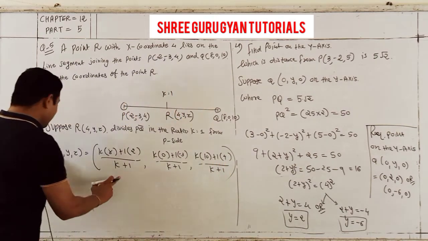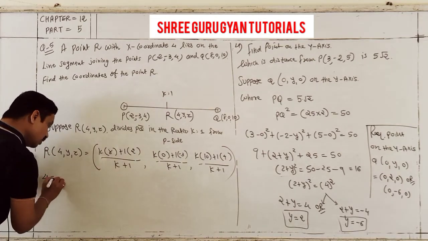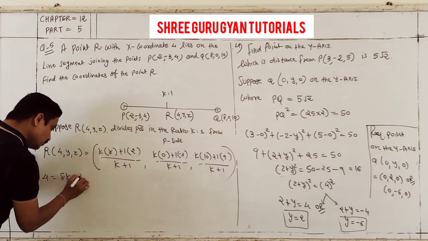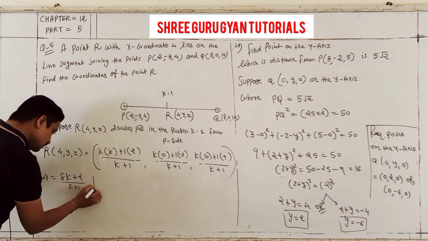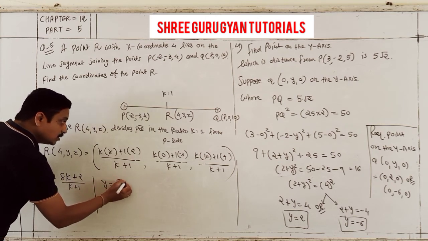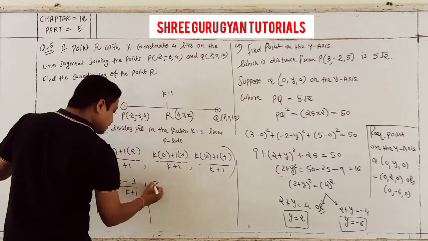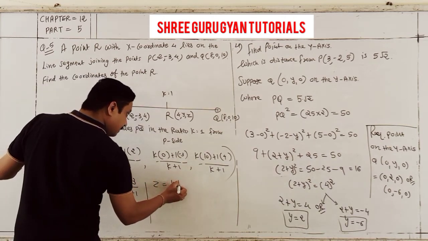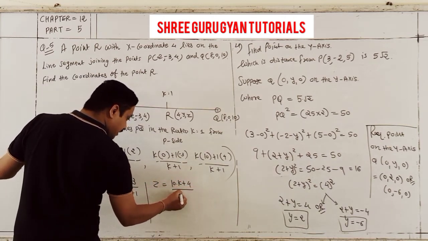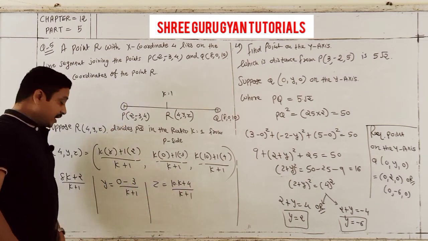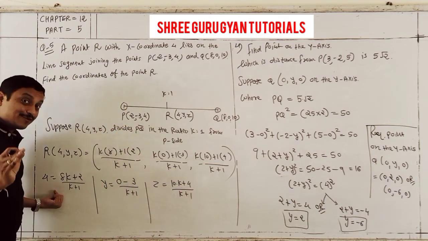So students, I compare: first, 4 is equal to (8k plus 2) by (k plus 1). Secondly, y is equal to (0 minus 3k) by (k plus 1). And last, z is equal to 10k by (k plus 1). And students, here I derive the value of k.